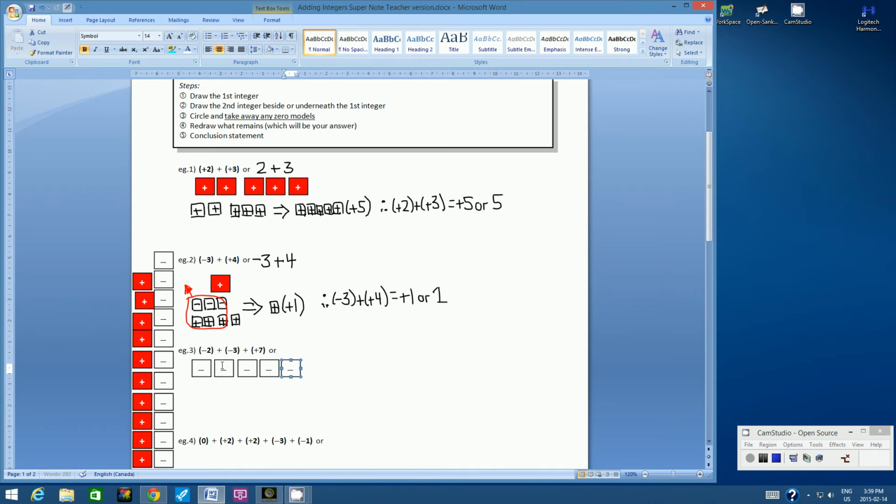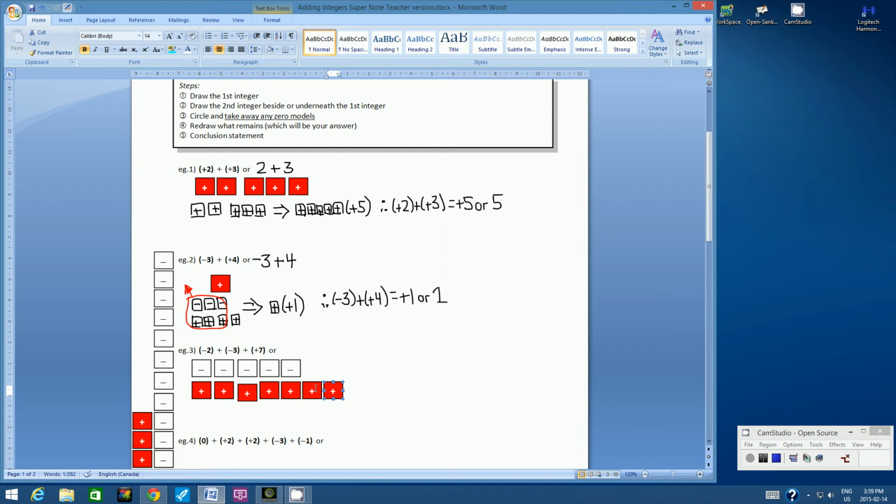This is our first integer, -2. This is our second integer, -3. Remember, we're combining tiles. Now, the third integer is +7. So let's bring over 7 positive tiles. Let me bring over 1. Now that this is a different type of tile, I'm going to place them underneath because I'm thinking ahead. I know that these are going to be zero models, so I'll put them underneath the negative tiles. There's 5, there's 6, and there's 7. So I've combined three integers together, -2, -3, and +7.